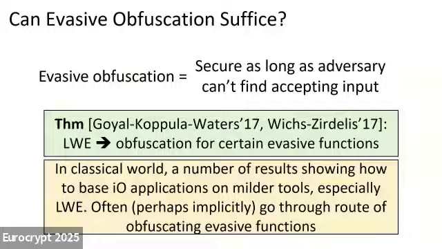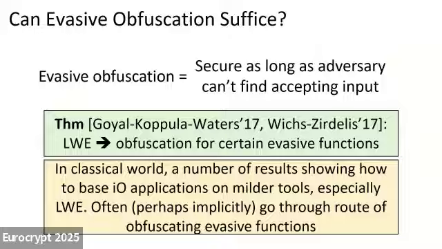obfuscation, which is obfuscation for programs where basically it's hard to find an accepting input to the program. Why do we care about evasive obfuscation? Well, it turns out that certain classes of evasive obfuscation, we actually know how to realize securely with provable security under LWE, which is a typical post-quantum cryptography assumption. And also just in the classical world, there have been a number of results showing how to base security of applications that originally required iO, or indistinguishability obfuscation, from milder tools such as LWE.